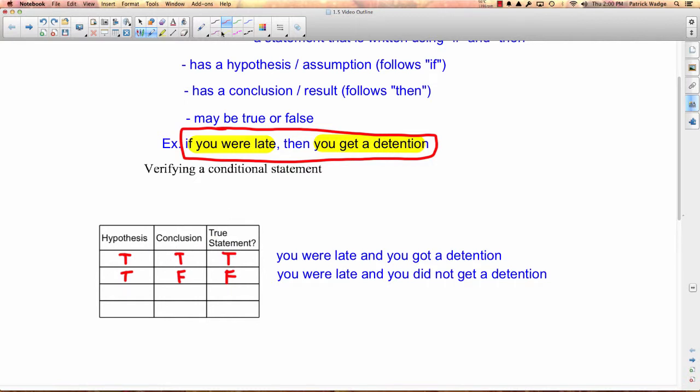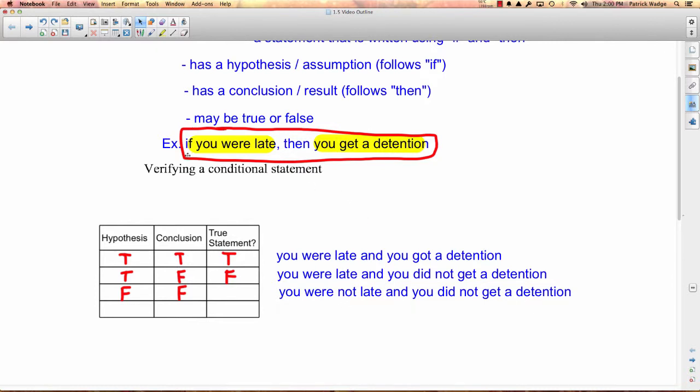Okay, now these next two kind of confuse people sometimes. What if the hypothesis is false? And let's actually start by looking at this one. The conclusion is also false. What would that look like? Well, that would look like you were not late, because this is false, right? So you weren't late, and you didn't get a detention. You were not late, and you did not get a detention.